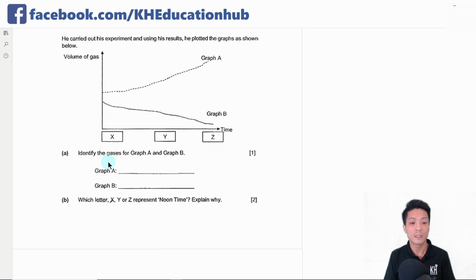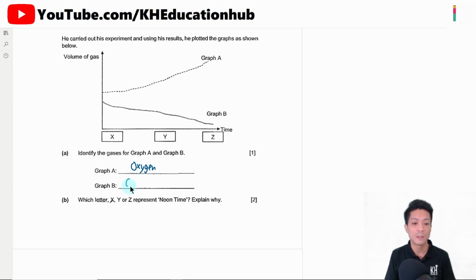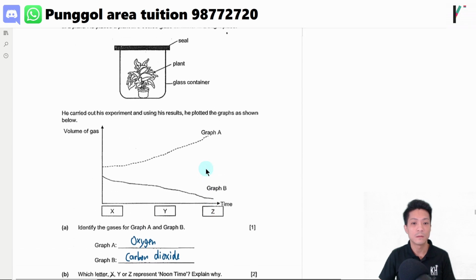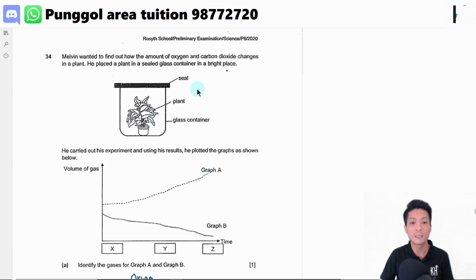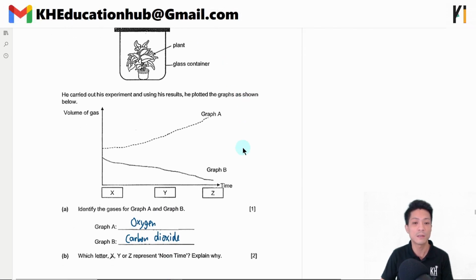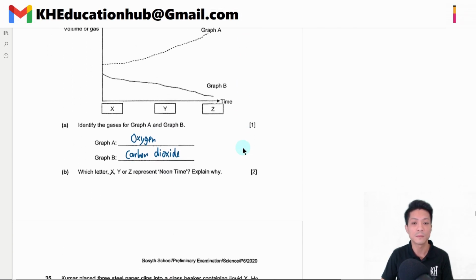Part A, identify the gases for graph A and B. Graph A should be oxygen. Graph B should be carbon dioxide. Because the plant has got all the conditions for photosynthesis, so it should be releasing oxygen and taking in carbon dioxide.